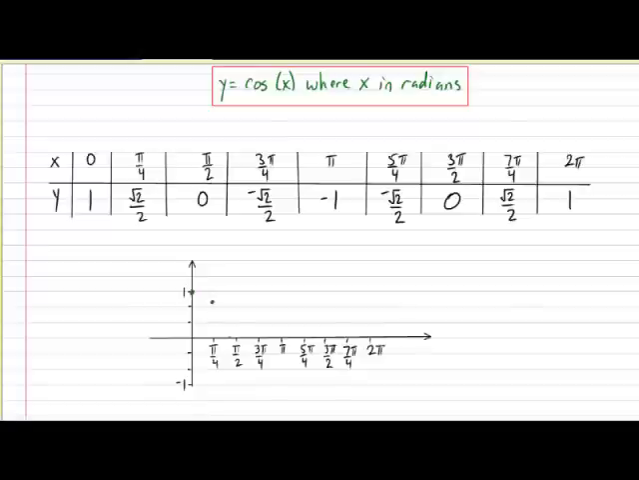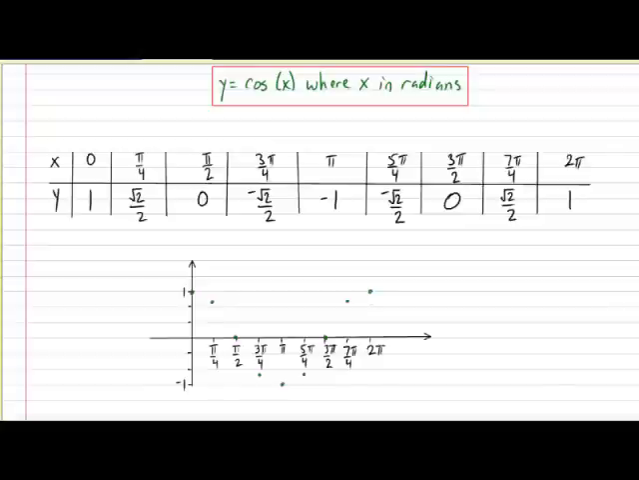When x is pi over 2, y is 0. When x is 3 pi over 4, y is negative root 2 over 2. When x is pi, y is negative 1. When x is 5 pi over 4, y is negative root 2 over 2 again. When x is 3 pi over 2, y goes back up to 0. When x is 7 pi over 4, y is root 2 over 2. And finally, when x is 2 pi, y goes all the way back up to 1.